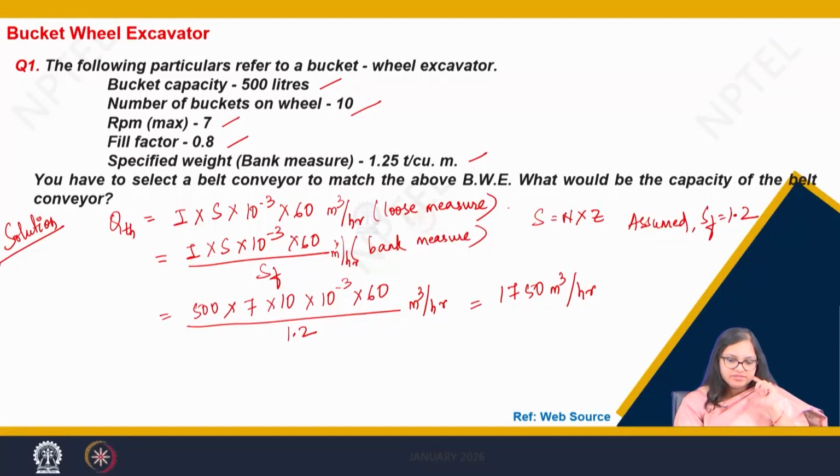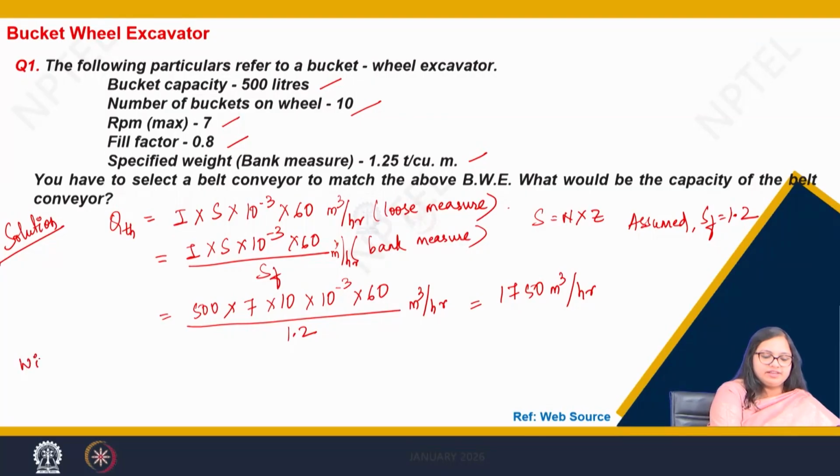Now, what is given here is the bank measure. From this, let us say I have to fill the bucket, which is the loose measure. So, I could not have taken it as 1.2, but then again I have to know the fill factor that is filled inside the bucket.